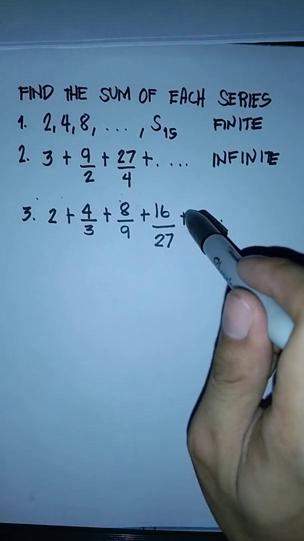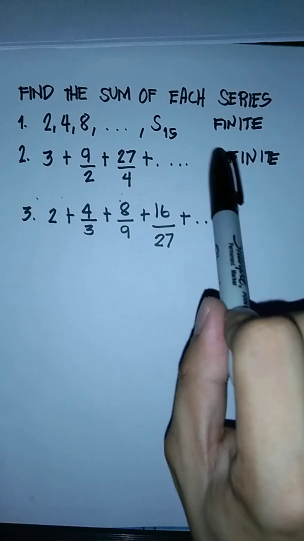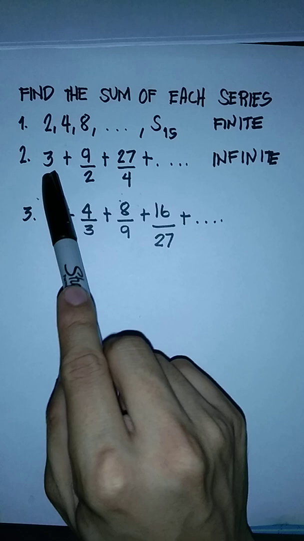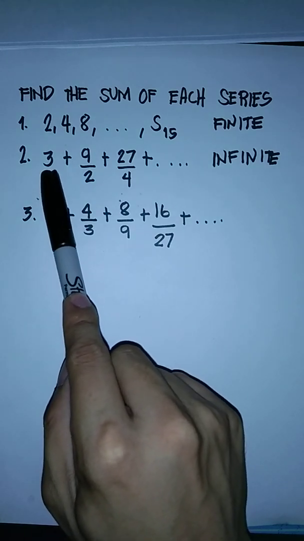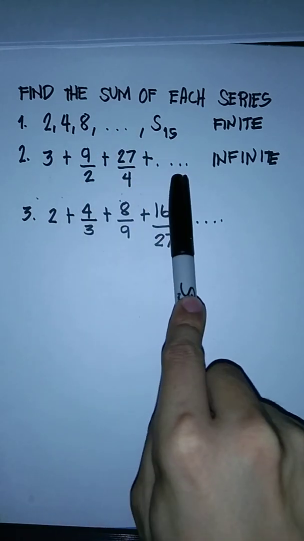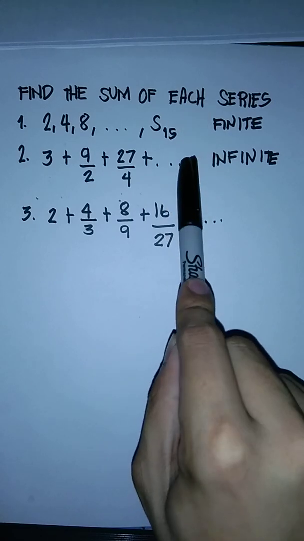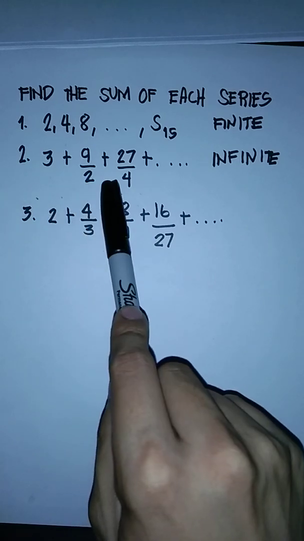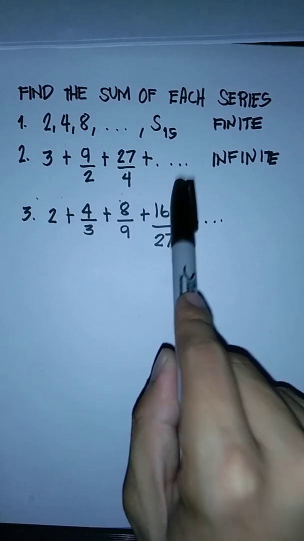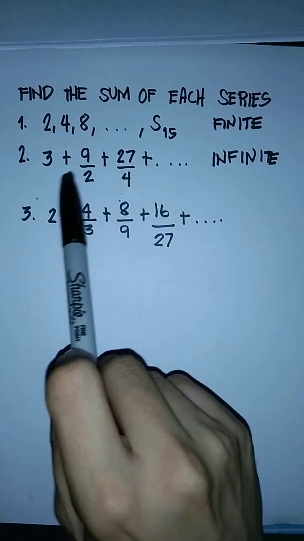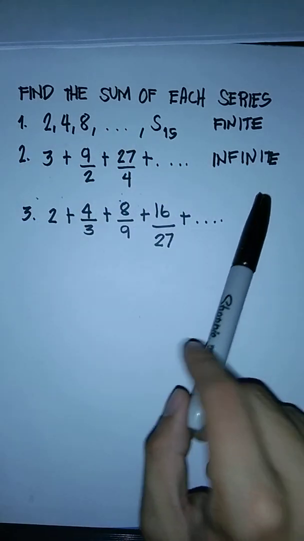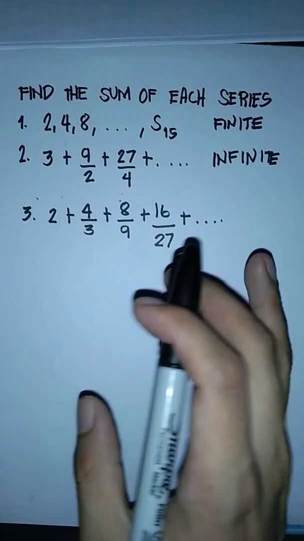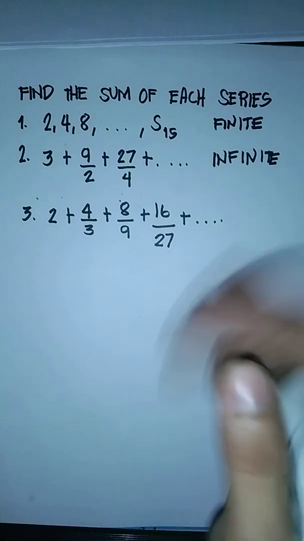On the other hand, yung number 2 natin is called the infinite. Bakit naman siya naging infinite? Dahil meron tayong known first term. Alam natin yung first term, pero hindi natin alam yung kanyang last term. So, napansin niyo yung ating number 2, we have 3 plus 9 halves plus 24 over 7 plus dot. So, yung ganitong klaseng series is called infinite. So, ganun mo lang kadali ma-determine whether a given series is finite or infinite.